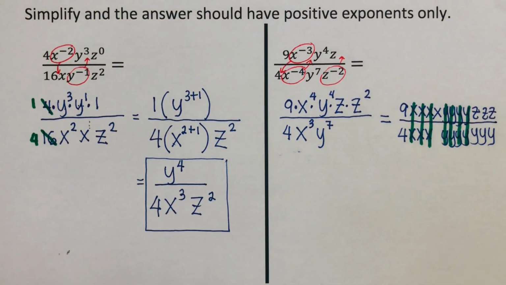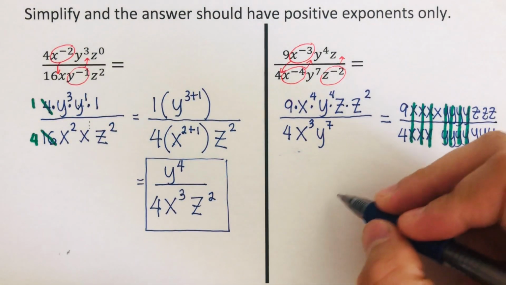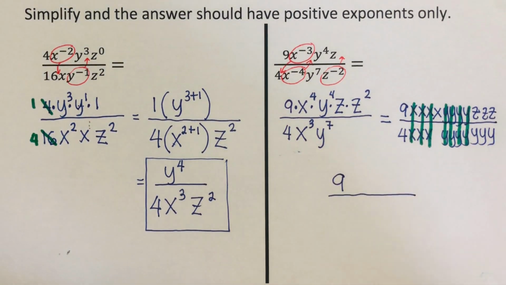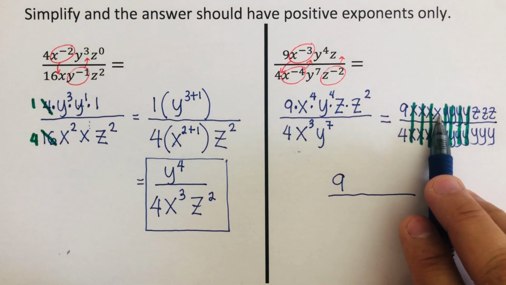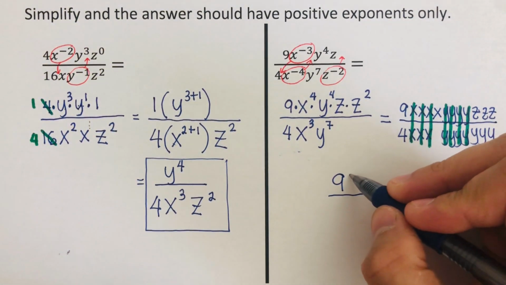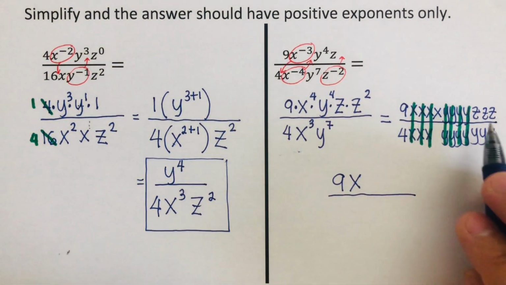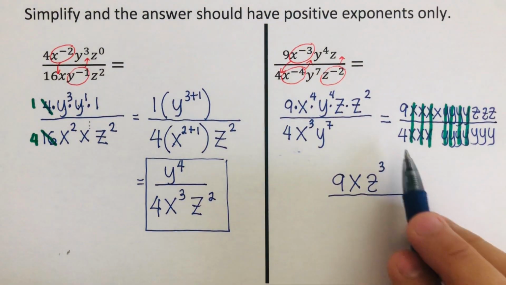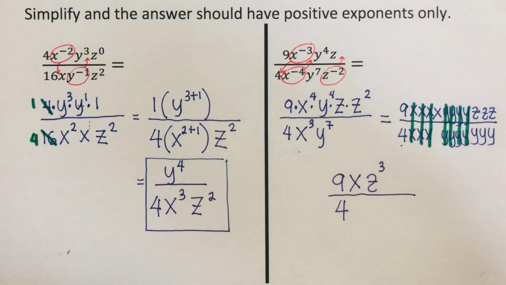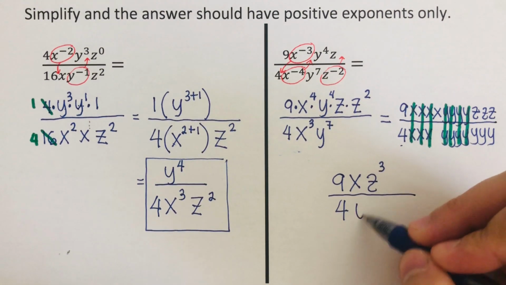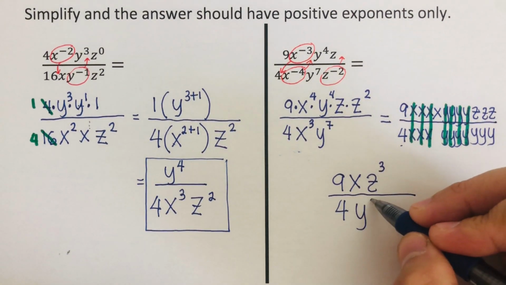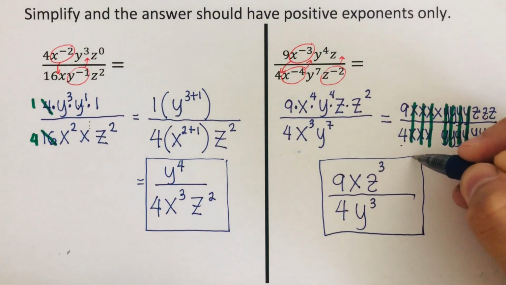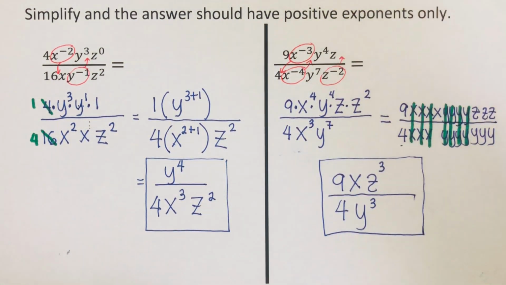So the leftover on top would be 9. And then we have 1 x left. So I'm just gonna write x. And then we have 3 z's. So I'm gonna write z to the power 3. And then we have 4 at the bottom. And we're left with 3 y's. So I'm just gonna write y to the power 3. And this is the simplified version of this expression right here.